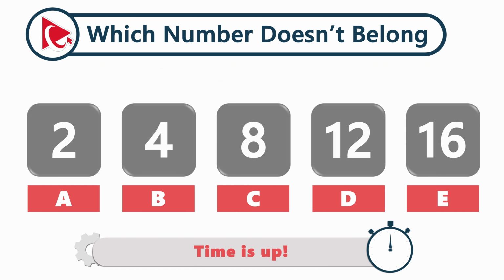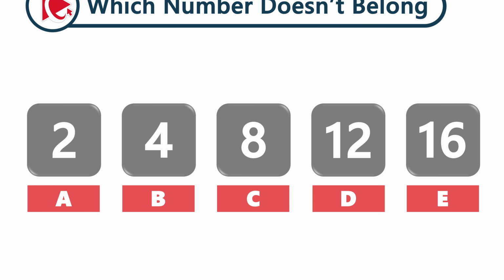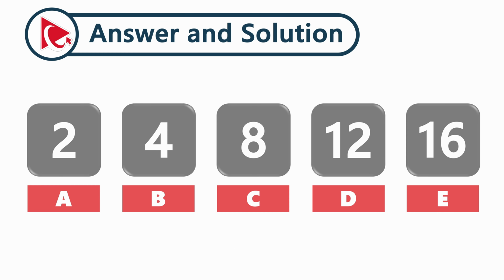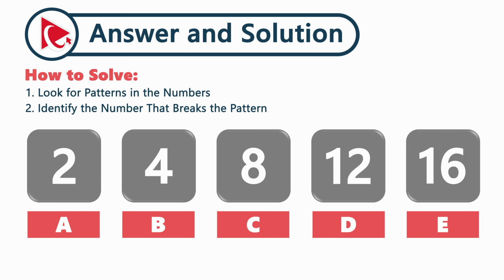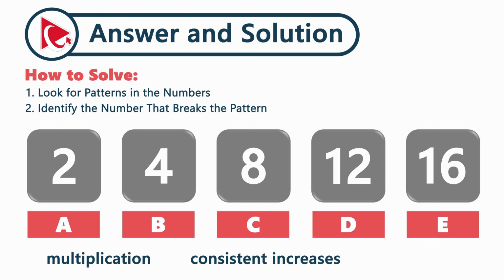Time's up. Do you have your answer ready? I hope so, because the solution here is very, very simple. You typically solve these types of problems in 2 steps. In step number 1, you look for patterns in the numbers. And in step 2, you identify the number which breaks the pattern. Let's first examine the sequence for common mathematical patterns. What are those? Multiplication, consistent increases, or powers.